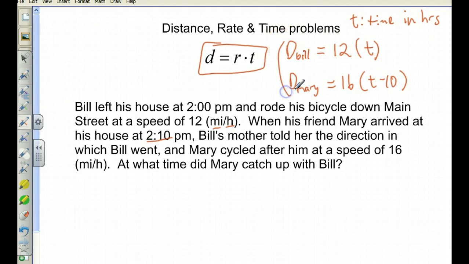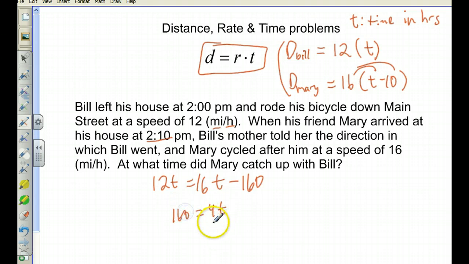Well, what do we know about these two things here? The distance that Bill went, the distance that Mary went. Well, they're really the same. Just one went faster, but they caught up to each other. They both started at the same starting spot. They're ending together, so I think these two can be set equal. 12t equals 16 times (t minus 10), and I'm just going to go ahead and distribute that. 16t minus 160. Combine those like terms. 4t equals 160. Divide by 4, t equals 40.